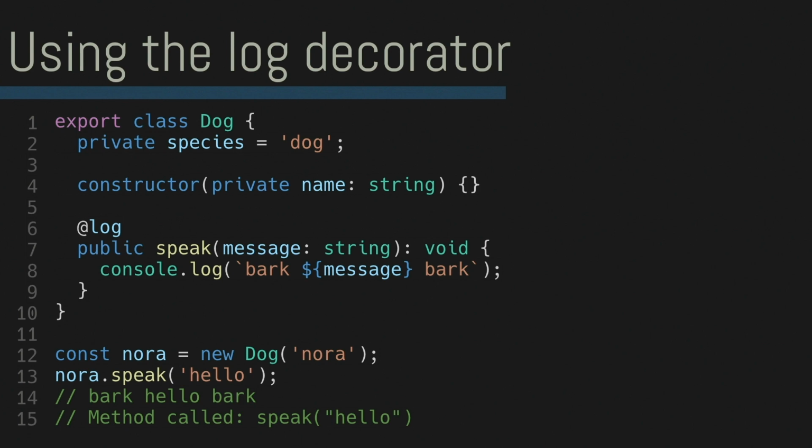Now that will work for any method we want to put it on with any amount of arguments that are passed in. It's very extensible, it's very easy. We don't pollute the speak method with any of this extra logging. Everything is completely separated.